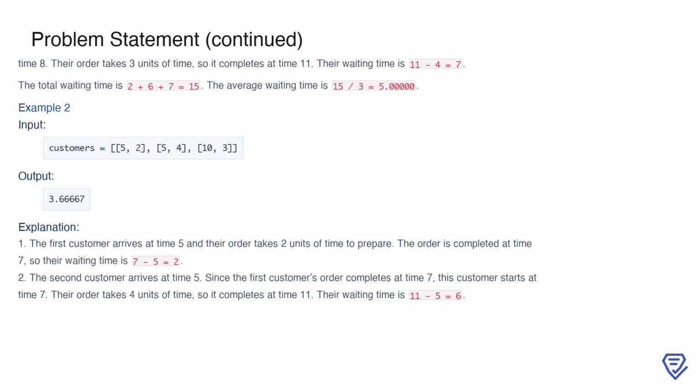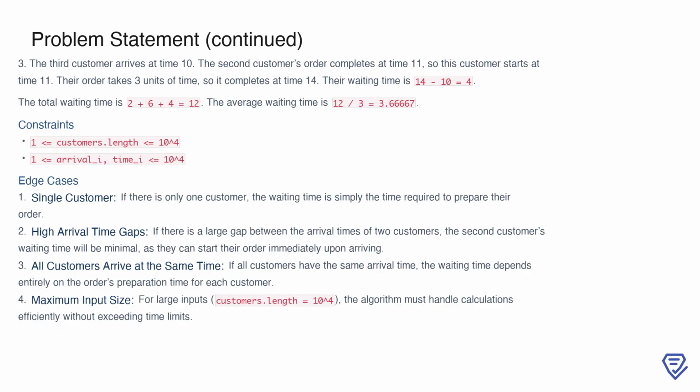For the third customer, who arrives at time 10, the second customer's order is completed at time 11. The third customer's order begins at time 11 and requires 3 units of time to prepare, completing at time 14. This results in a waiting time of 14 - 10 equals 4. Adding up the waiting times for all 3 customers, we get 2 plus 6 plus 4 equals 12. Dividing this by the number of customers gives the average waiting time, 12/3 equals 3.66667.